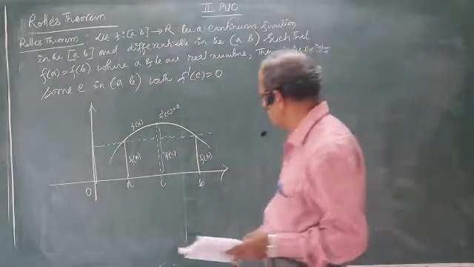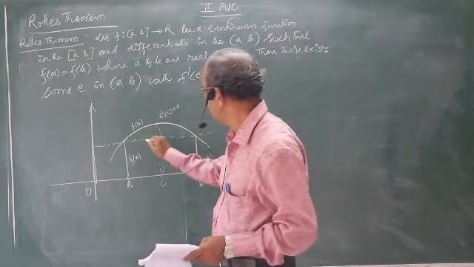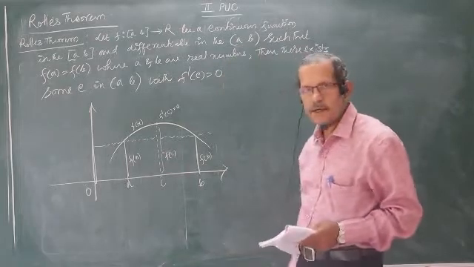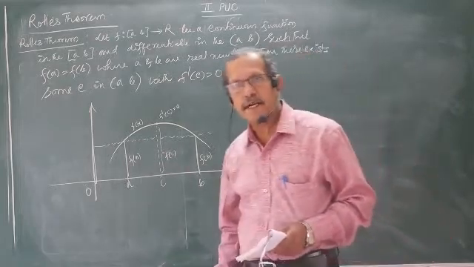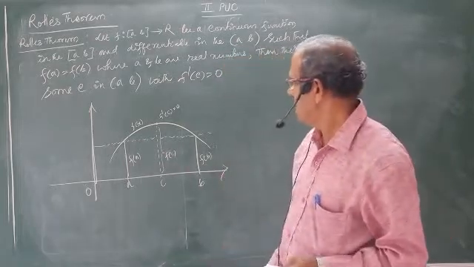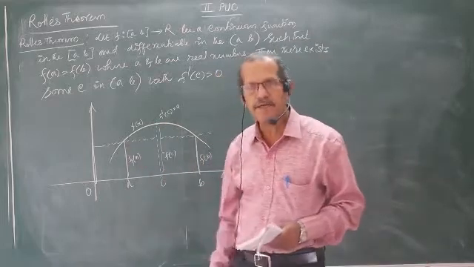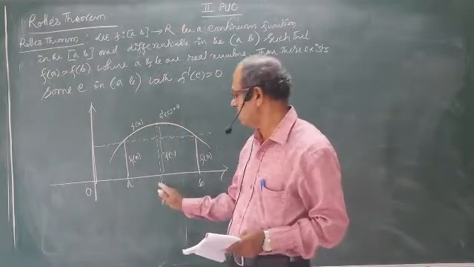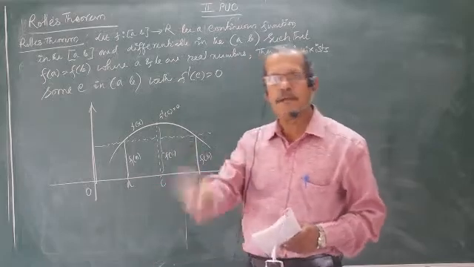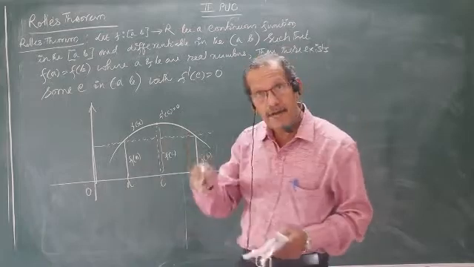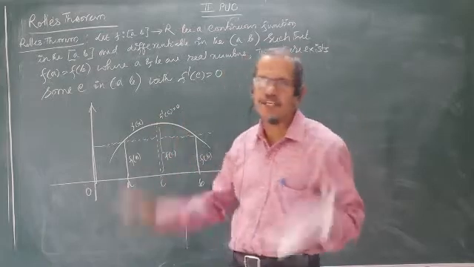Draw the figure correctly. Conditions are: the function should be continuous in the closed interval, differentiable in the open interval, the values of the function at both endpoints must be equal, then there exists a point c. Always there will be a point c in the interval such that the derivative of the function at that point is 0.